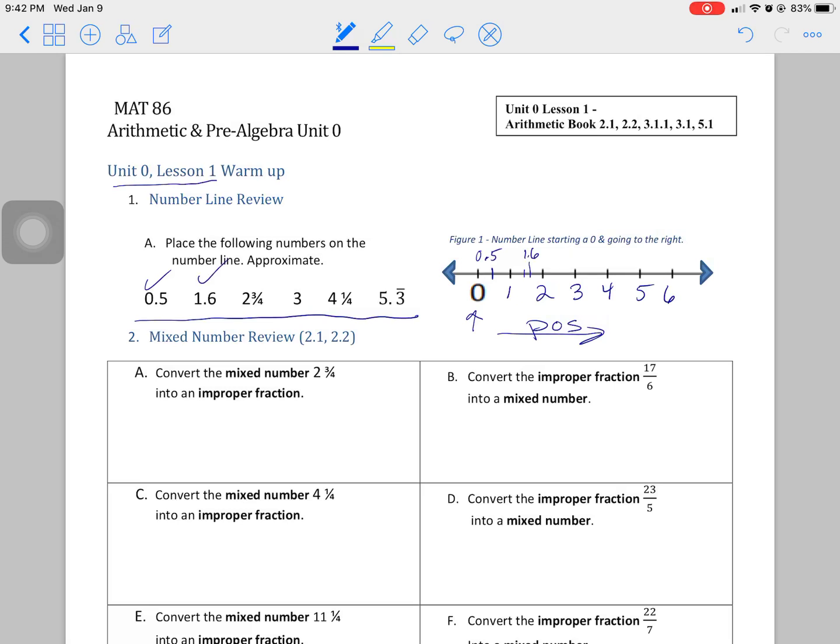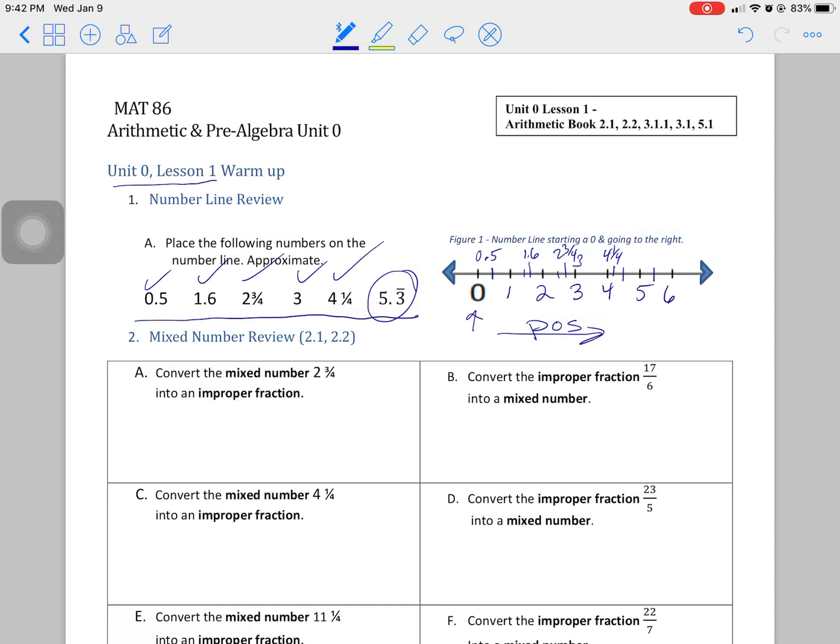2 3/4 is between 2 and 3. Half would be about there. 3/4 would be about there. 3 obviously here. 4 1/4. Well, if that's about 4 1/2, 4 1/4 is about here. And this represents 5 and a repeating 3. This little dash means a repeating 3.